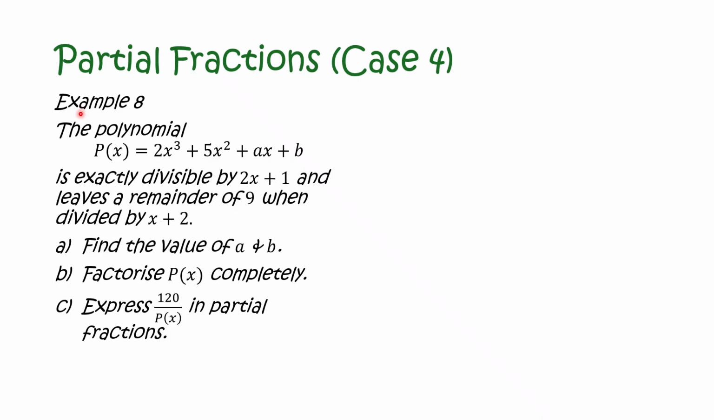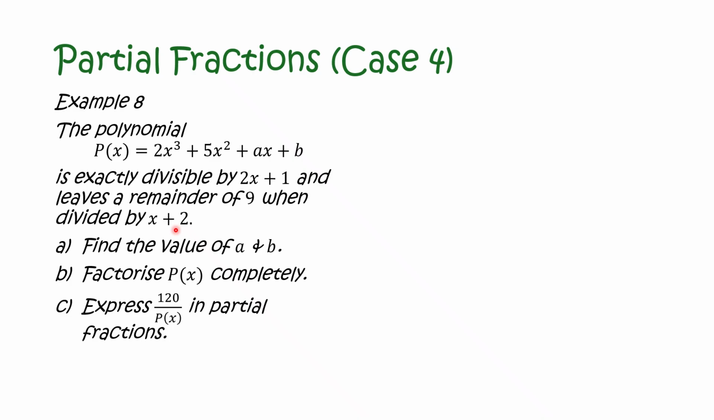Let's look at the last example for the day. Now, this one is an interesting one because it involves a lot of concepts. We have the division of polynomials, we have the factor and the remainder theorem, we also have the partial fractions concept. Let's look at the question itself. The polynomial p of x is equal to 2x cubed plus 5x squared plus ax plus b. So these are small letters which we have to obtain from part A.